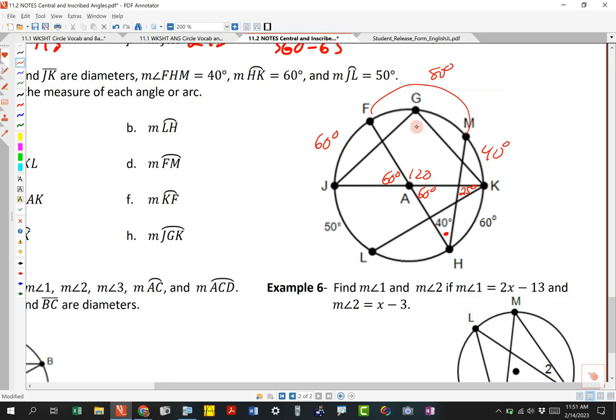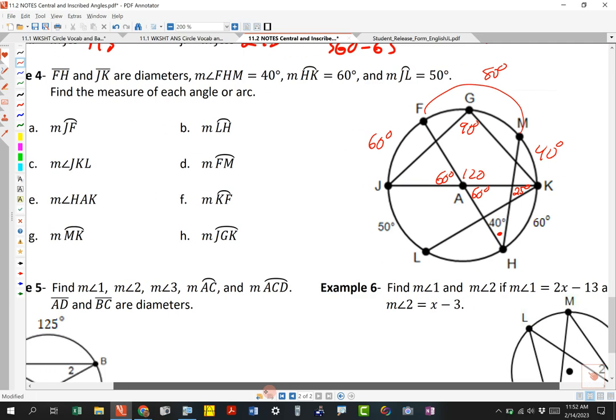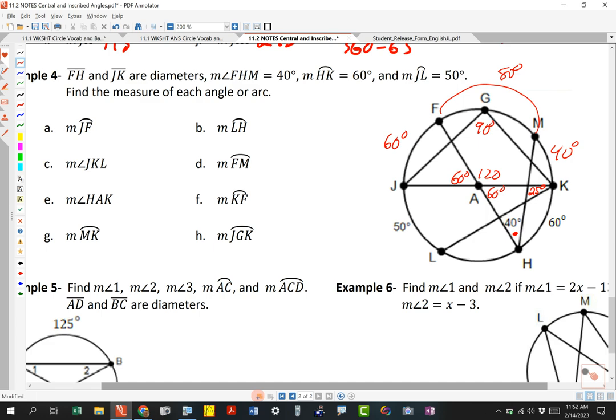Okay, does anybody know what the measure of this angle is right here? What is it? 90 degrees, because it intercepts a diameter. Now, is that enough that we can get started labeling some of these? We could figure out everything, but maybe we don't have to.